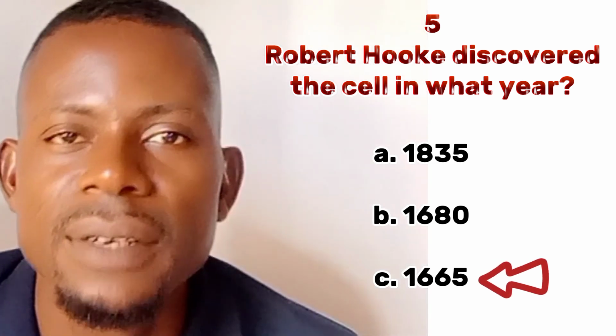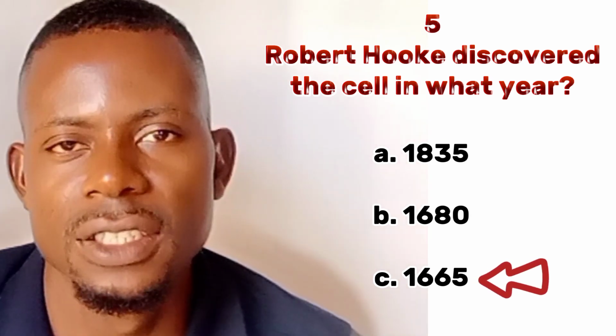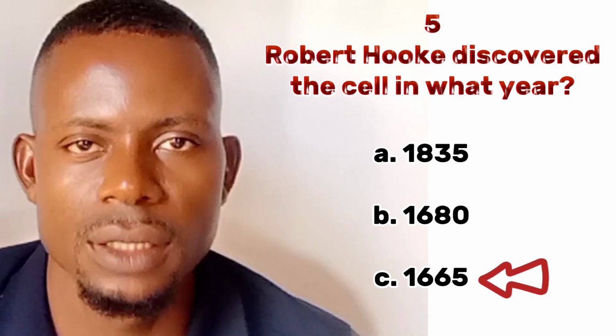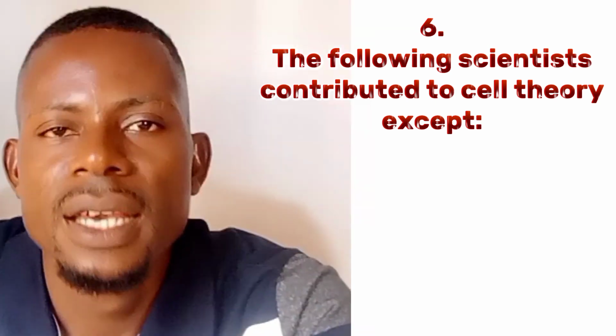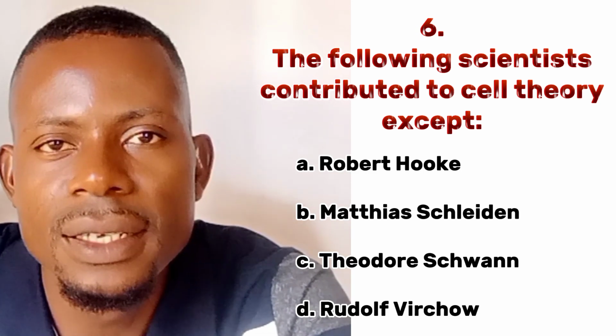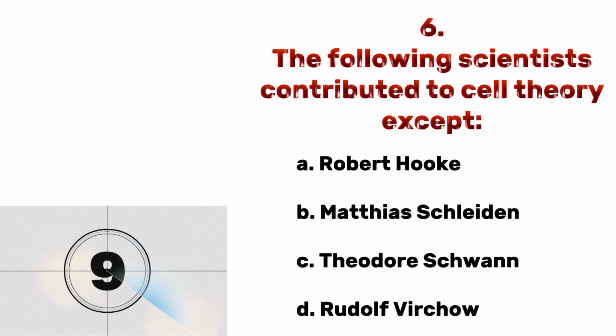So Robert Hooke is the first scientist to publicly announce the existence of cells, and this was done in 1665. Number 6, the following scientists contributed to the cell theory except A, Robert Hooke, B, Matthias Schleiden, C, Theodor Schwann, D, Rudolf Virchow.